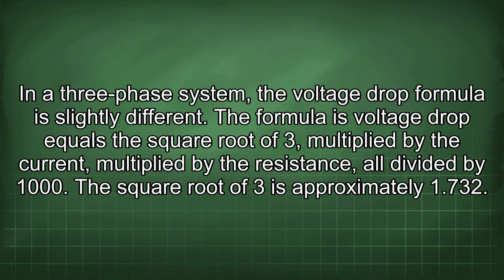In a 3-phase system, the voltage drop formula is slightly different. The formula is voltage drop equals the square root of 3 multiplied by the current multiplied by the resistance, all divided by 1000. The square root of 3 is approximately 1.732.